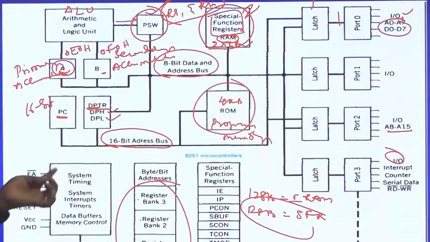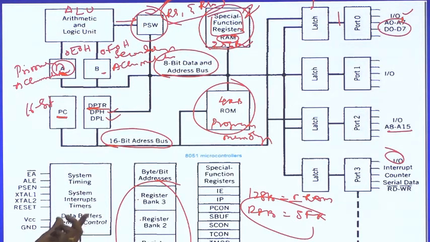And coming to this, it is system timing, system interrupts and timers, data bus buffers and memory control. And these blocks have a set of signals like EA bar, meaning external access, ALE, address latch enable, PSEN bar, program store enable, XTAL1, the crystal connection signal 1, and XTAL2, crystal connection signal 2, the reset signal, and these 2 are power supply signals.